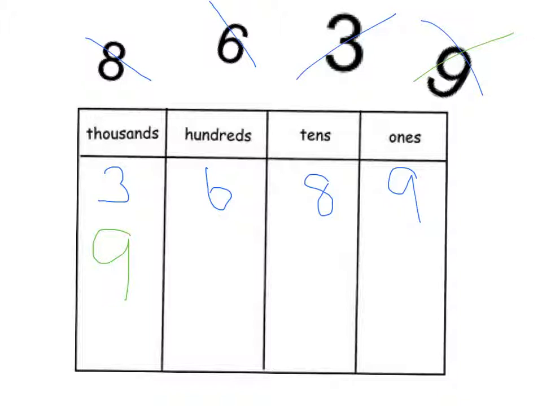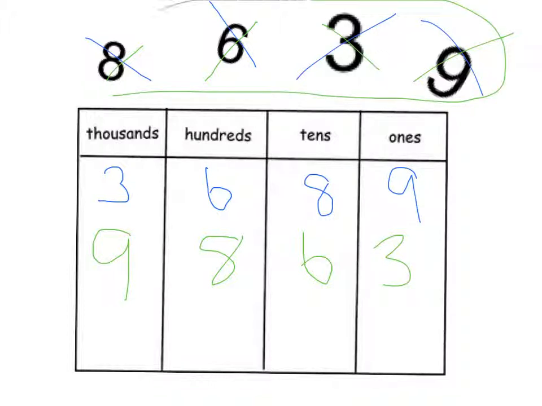Hundreds, we have to go to the next biggest digit after 9, which is the 8. So we have 9,800. We work our way down into the tens column next, and we have 9,860. So we're going to put the 6 in the tens. And the last one is the 3. So we have 9,863. That is the largest 4-digit number we could make out of the 4 numbers that we were given up the top here. And the smallest number was 3,689 out of these 4 digits also.